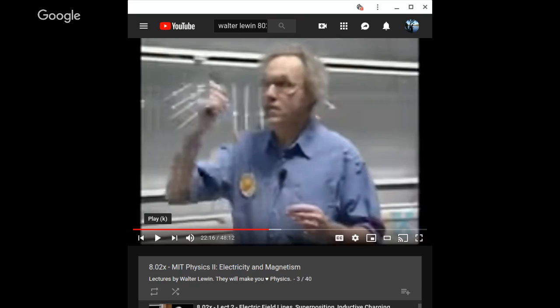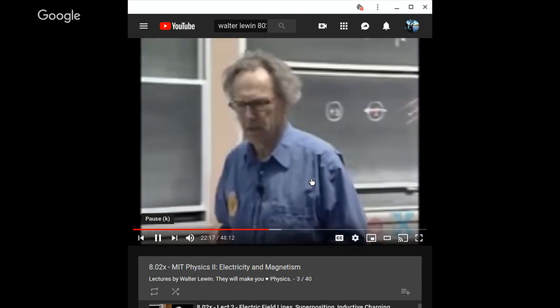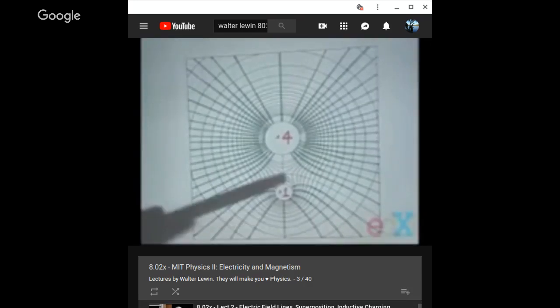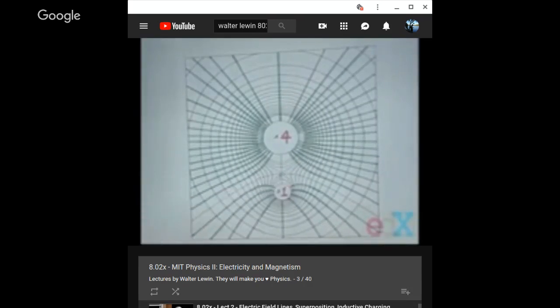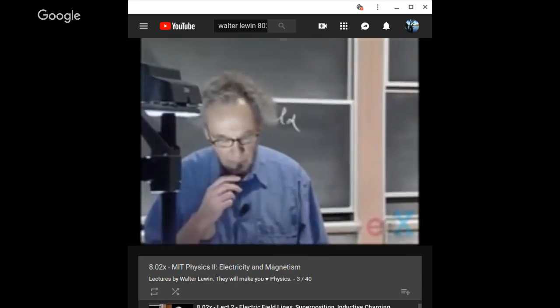Similar from this situation. So when you have charges of the same polarity, you always find in between somewhere a point where the electric field is 0.